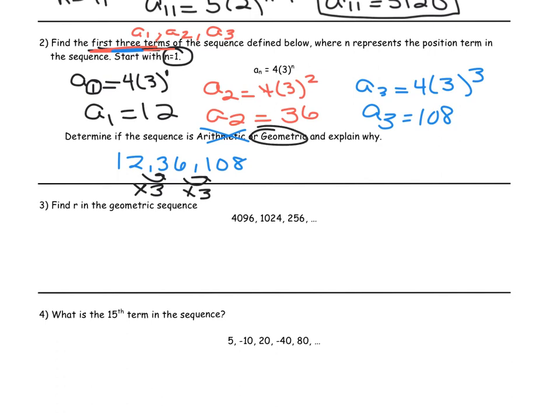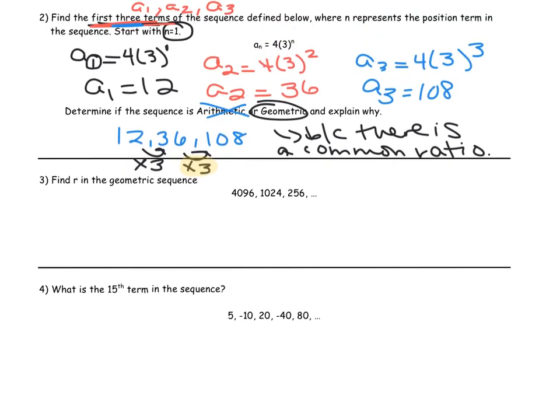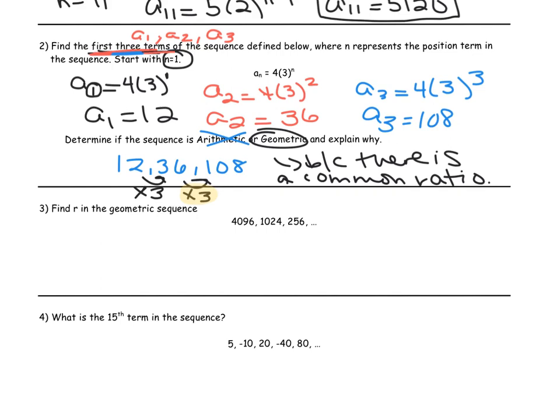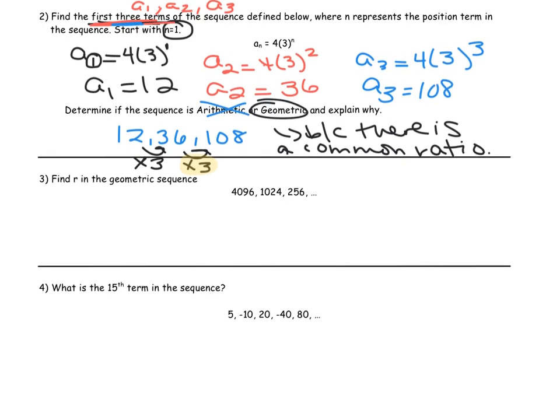This is geometric because there is a common ratio. And in fact, that common ratio, as we just said, ended up being 3. Awesome. Very good. Again, guys, in order for something to be geometric, got to have that common ratio. In order to be arithmetic, got to have that common difference. All right, let's try to wrap it up here. We've only got 3 and 4 left to go, and we are done.